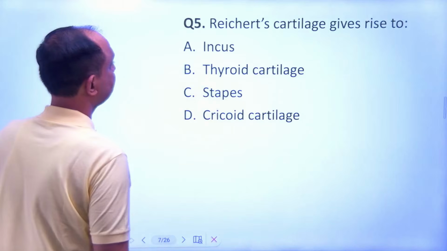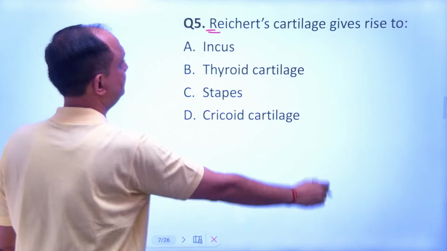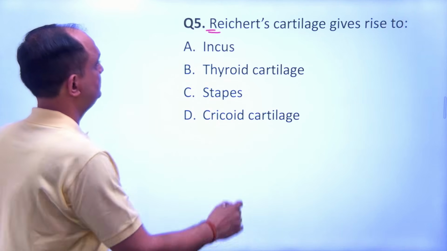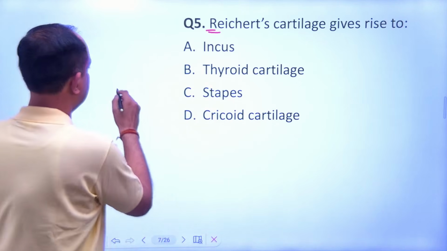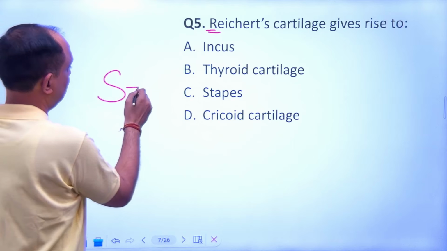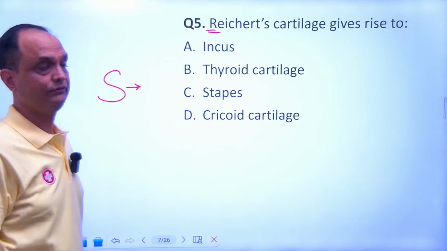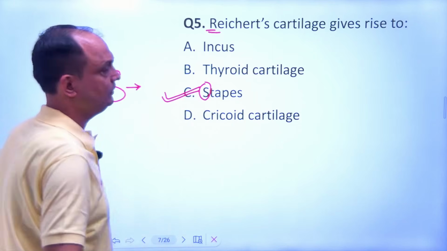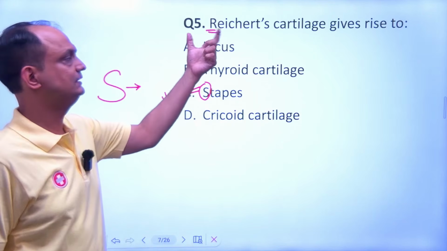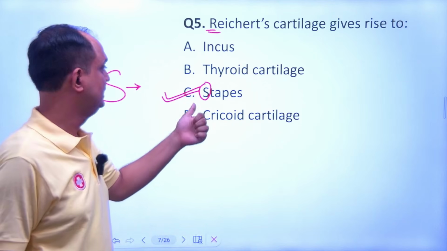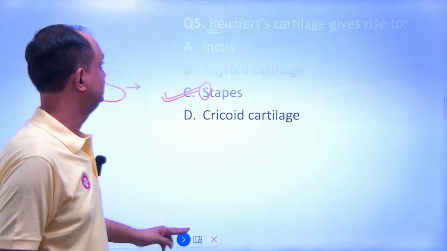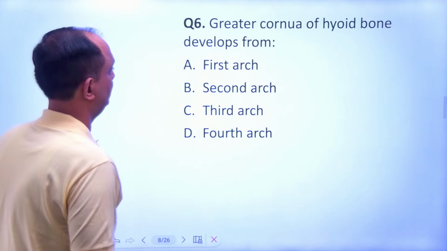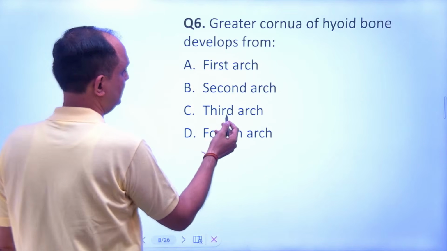Next question, Reichert's cartilage gives rise to incus, thyroid, stapes, cricoid. So dear students, the Reichert's is a cartilage of the second arch, and all the things starting from S, answer is stapes. C, Reichert's cartilage is a cartilage of the second arch, and it gives rise to the stapes.